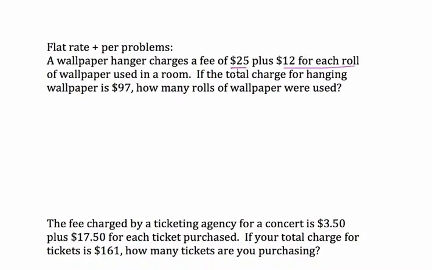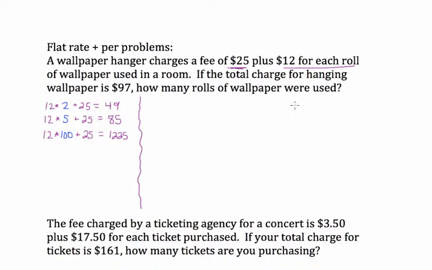Let's say that you used 5 rolls of wallpaper. Well, you do 12 times 5 to get the amount for the wallpaper, plus the $25 flat fee. Or let's say that you used 100 rolls. You'd take 12 times 100 and add 25 to find out how much it cost you. Notice that everything is staying the same here, except for the number of rolls of wallpaper.